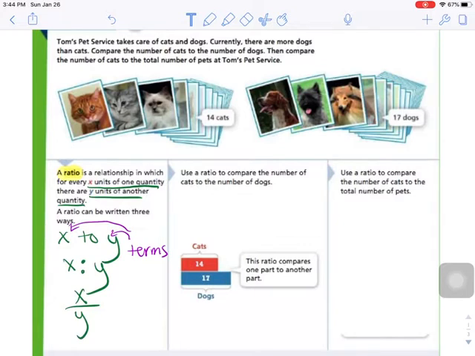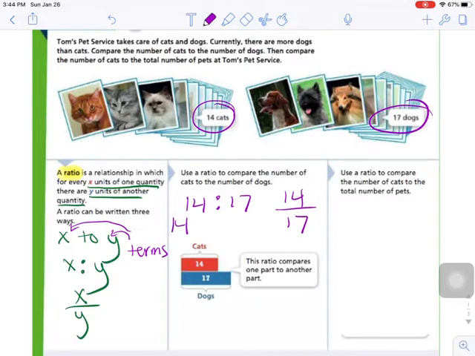So let's use a ratio to compare the number of cats to dogs. What this is saying is that for every 14 cats, there are 17 dogs. So we can write this as 14 to 17. We can also say 14 to 17 in fraction form, or we can just write 14 to 17. So those are how we would compare this in ratio form. For every 14 cats, there are going to be 17 dogs.